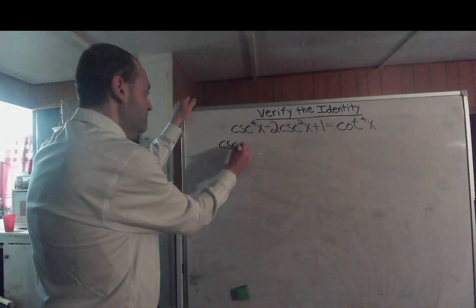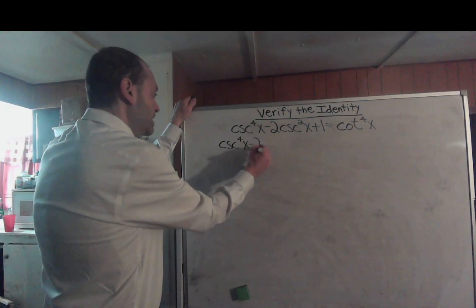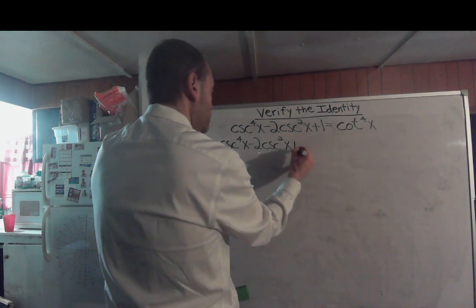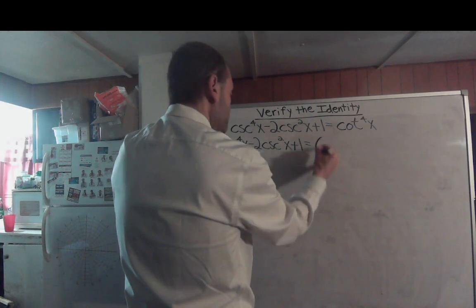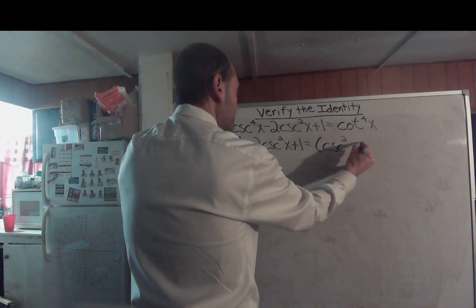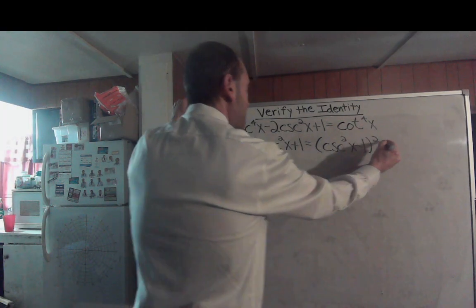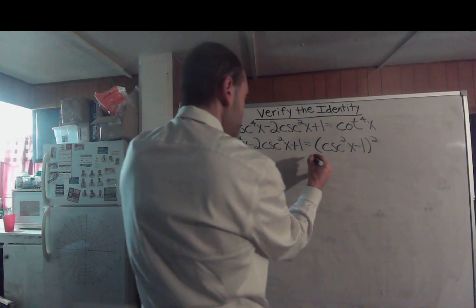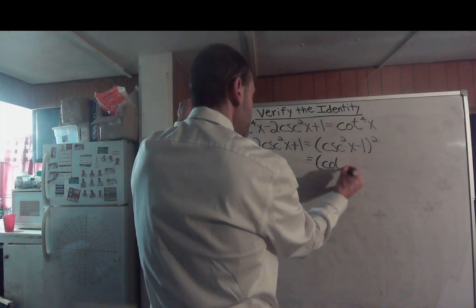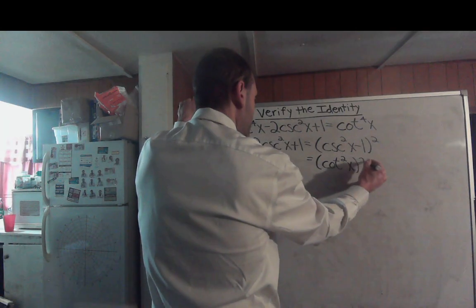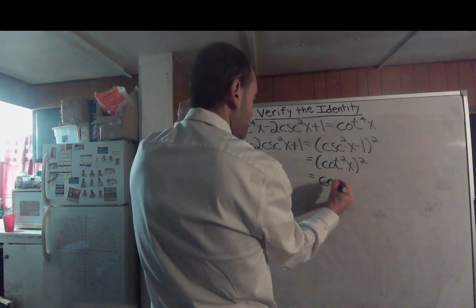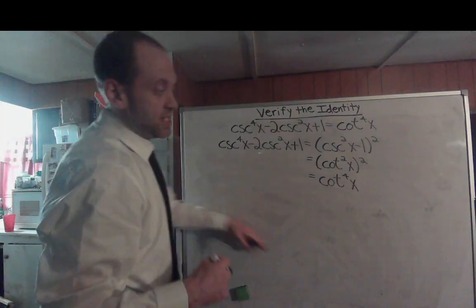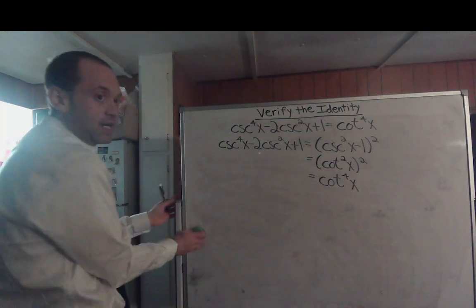Okay. Well, this is definitely a difference of squares on the left-hand side. So this is going to be the cosecant to the fourth of x minus 2 cosecant squared of x plus 1, that's actually going to be the cosecant squared of x minus 1, squared. Well, what's cosecant squared minus 1? That's cotangent squared, so you would end up having the cotangent squared of x squared, which would be the cotangent to the fourth of x. And don't forget to write your therefore statement at the end, but that one actually simplified quite nicely.